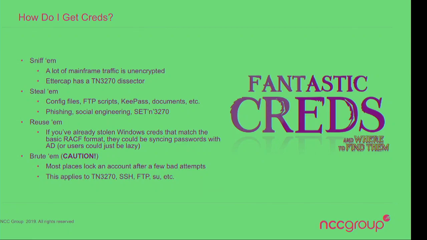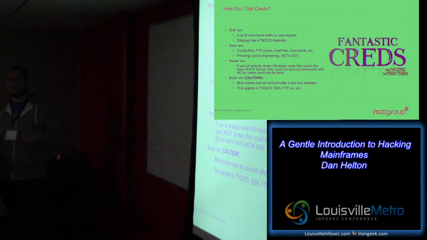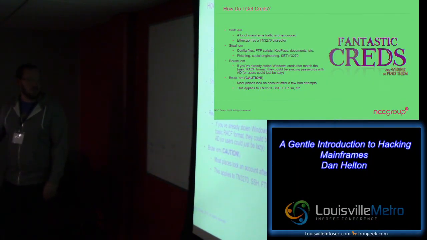Reuse is always a big thing, because I've worked at companies where we had crap password requirements because it was lowest common denominator, because they were syncing passwords between AD and the mainframe. So your password had stupid requirements, like it couldn't be longer than 8 characters. It could only have exclamation point, ampersand, and pound as the special symbols. Those were the only special characters allowed. Things like that. So check that. If you phish somebody's Windows creds and they look like they might fit the RACF format, try them out. They might be syncing them.